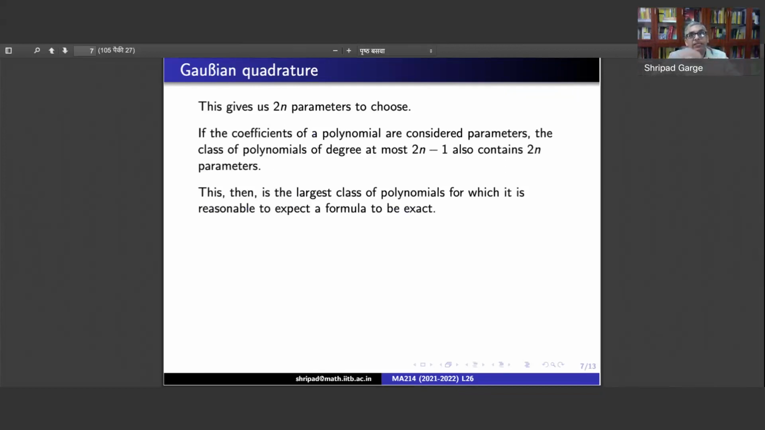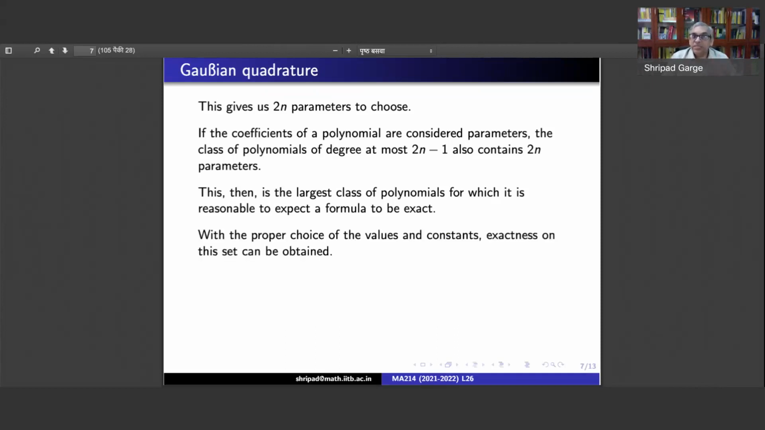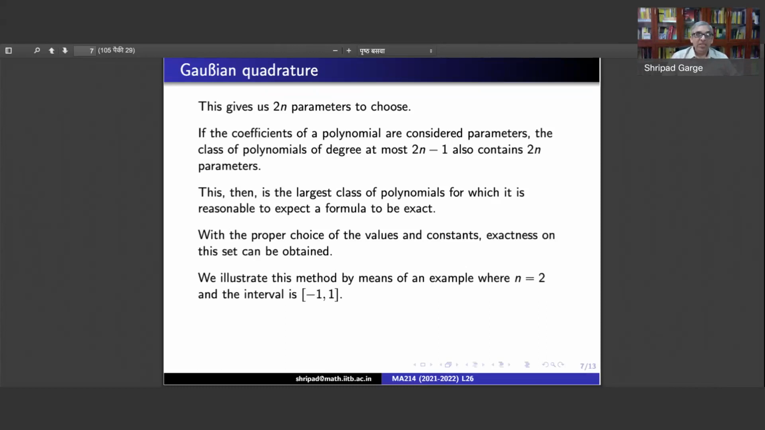You cannot hope that it will be exact beyond that. The largest degree of precision that it will have will be 2n minus 1. It cannot go beyond that. So let's try to find what are the xi and ci for which you can get that particular degree of precision. With the proper choice of these values and constants, the exactness of that degree can be obtained quite easily, in fact. So let's illustrate this method by means of an example where your n is 2.